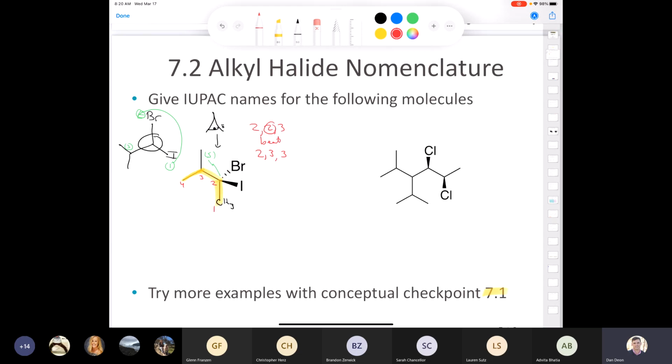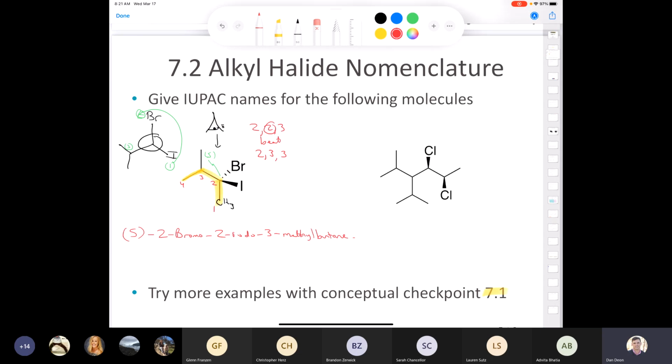Now I've got a 2-bromo, a 2-iodo, and a 2-methyl. Well, bromine comes first because B comes first in the alphabet. Then we have I after B, and then we have M last. And so this molecule is going to be 2-bromo-2-iodo-3-methyl, and since I have 4 carbons in my parent chain, butane. So that's going to be the name of that molecule right there.